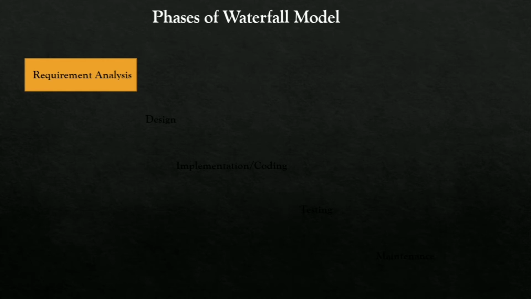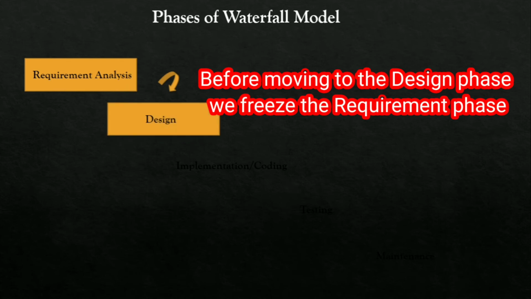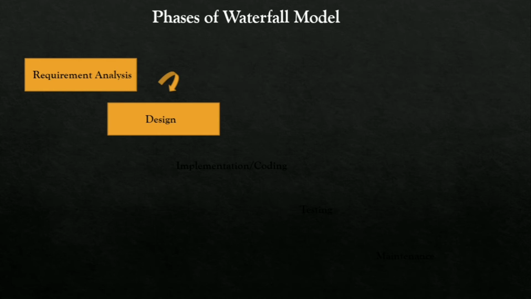So the first phase is requirement analysis. In this traditional model, software is developed in a sequential manner. We start with a requirement analysis where we capture all the requirements from client. Once the requirements are captured, we move on to the design phase, where the complete set of requirements are completely designed.